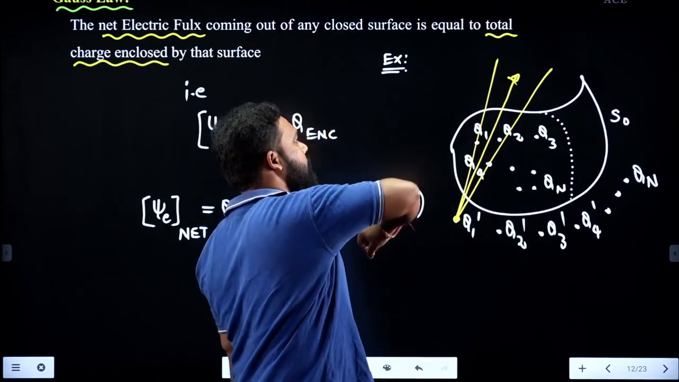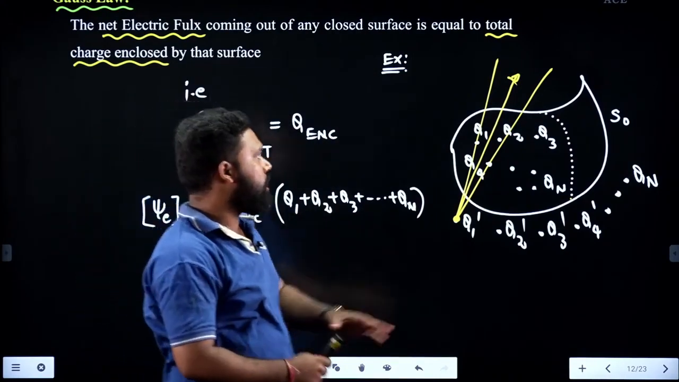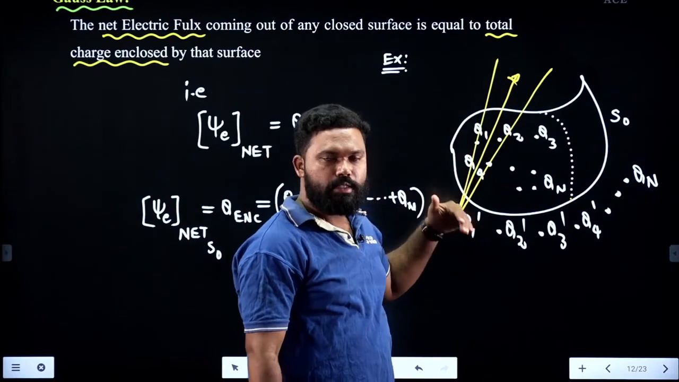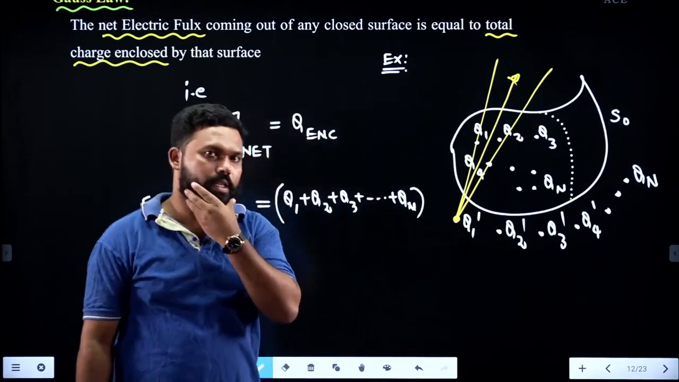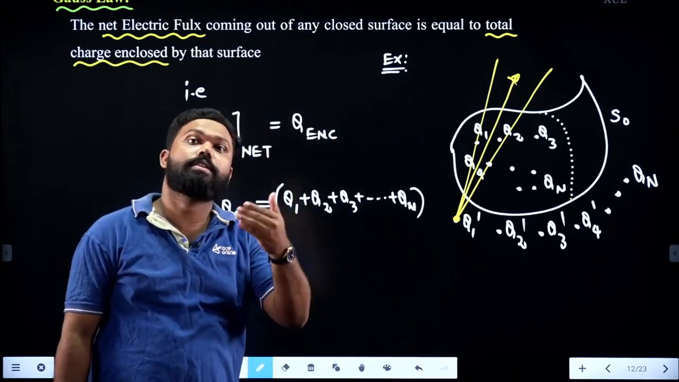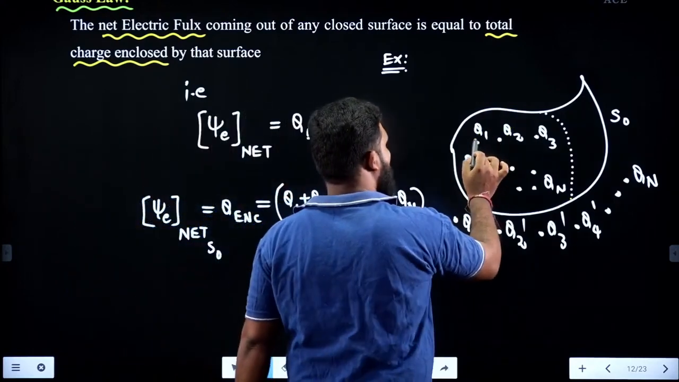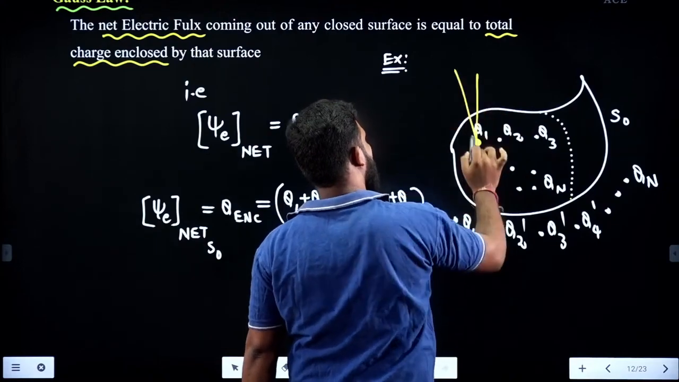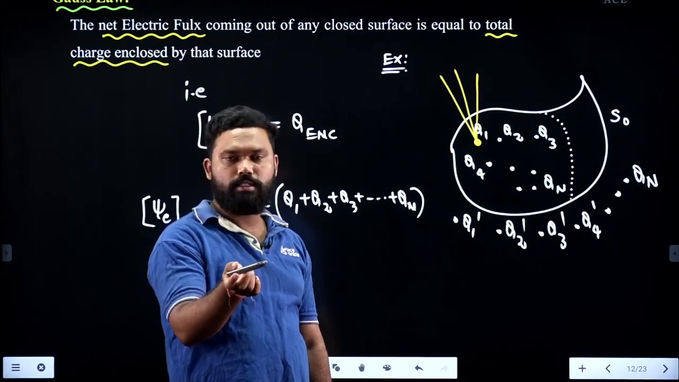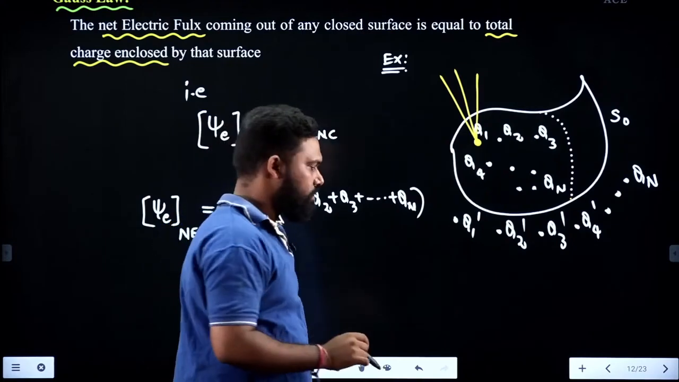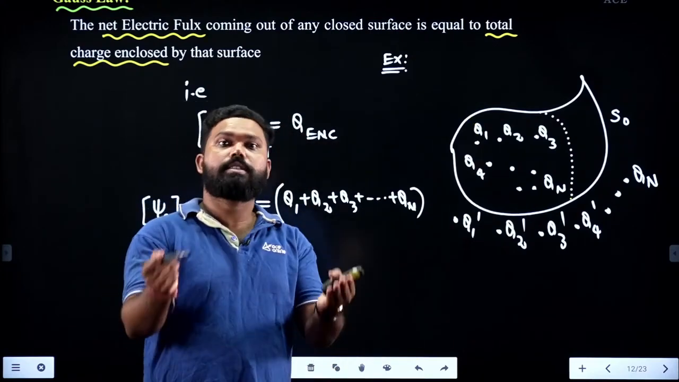These lines puncture the surface and come out from the other side. 3 lines are entering, 3 lines are leaving. So what is the net here? 3 minus 3, net is 0. So the net flux contributed by a charge outside the closed surface is 0. But if the charge is inside, let us say it is giving 3 lines. How many lines are leaving? 3 lines. How many lines are entering? No lines. So 3 minus 0, there is a 3. So the net electric flux will be contributed only by the charge which is inside.